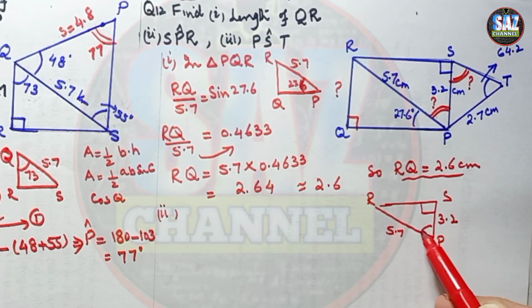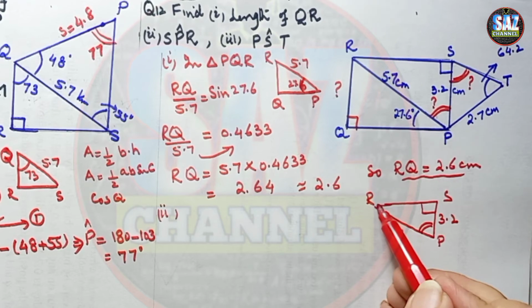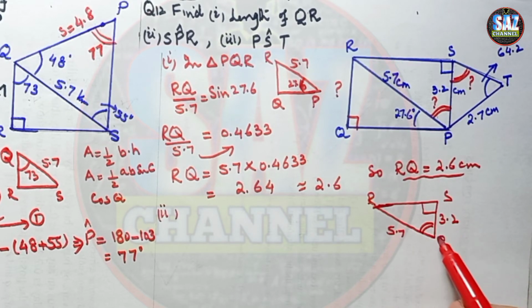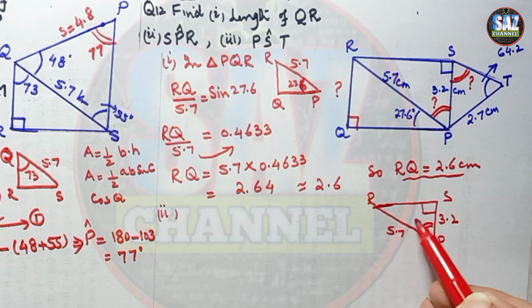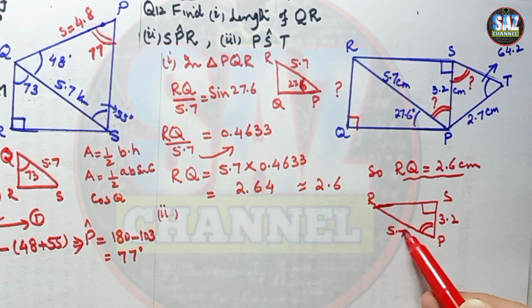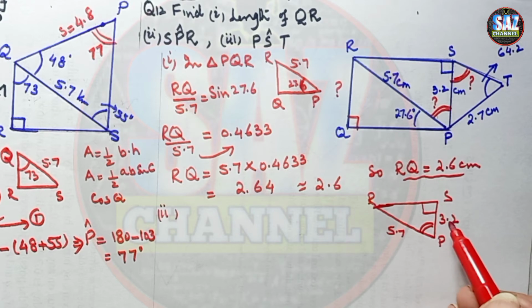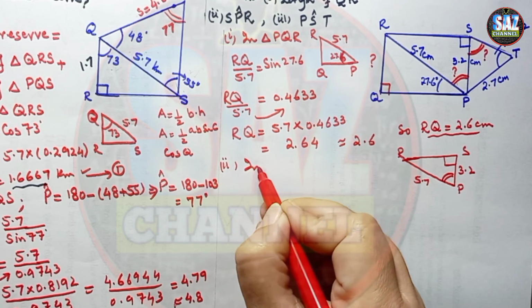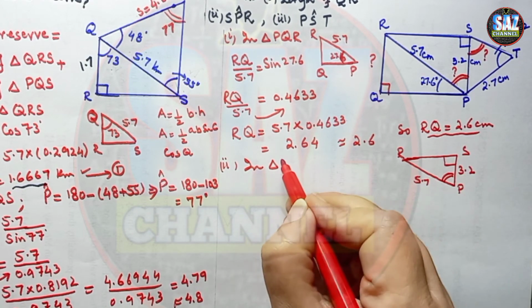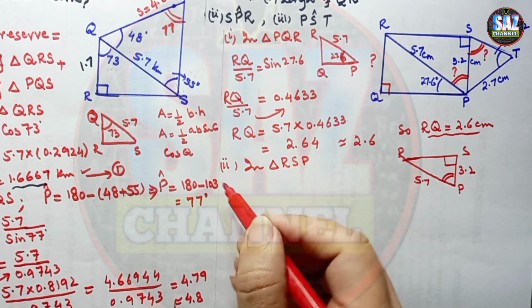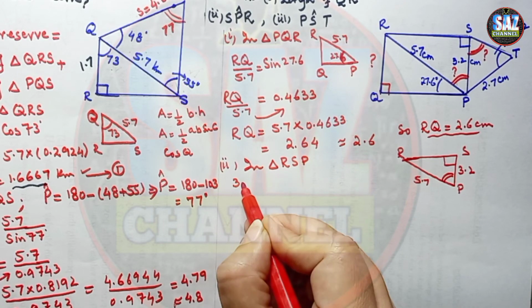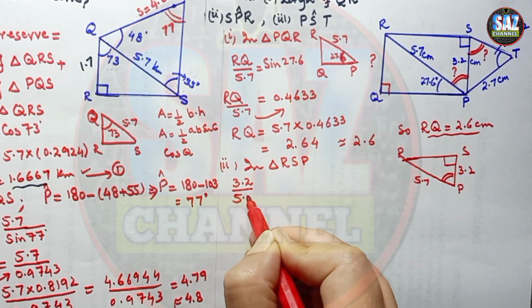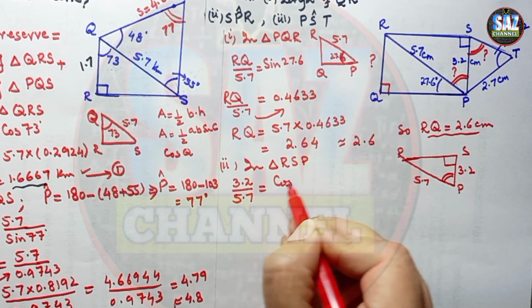Now in order to find the value of angle P, you can see that this 3.2 is adjacent, and with reference to the 90-degree angle, 5.7 is the hypotenuse. So the trigonometric ratio that involves adjacent and hypotenuse is cos. So cos of angle P in triangle RSP is adjacent upon hypotenuse, 3.2 upon 5.7 equals cos P.